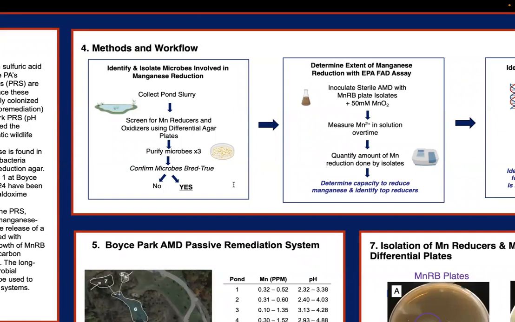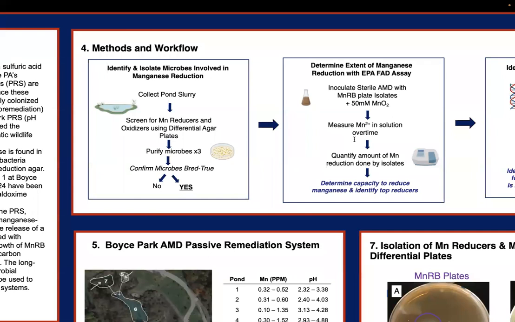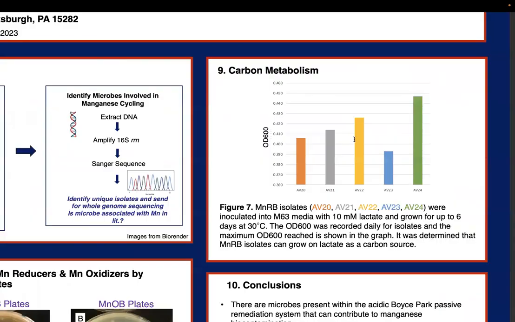Of those 64 candidates, we then tested them in sterilized neutral pond water, and we found that they are capable of increasing the amount of solubilized manganese. So yes, in the system, this is biocontamination, which is bad, which hurts the environment. However, if we use these reducers in a controlled setting, we can potentially use them for biomining of elements that have co-precipitated with manganese.